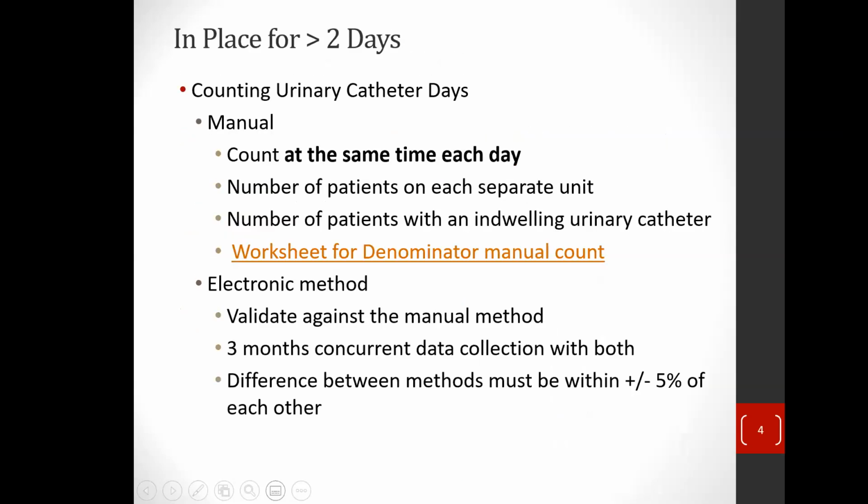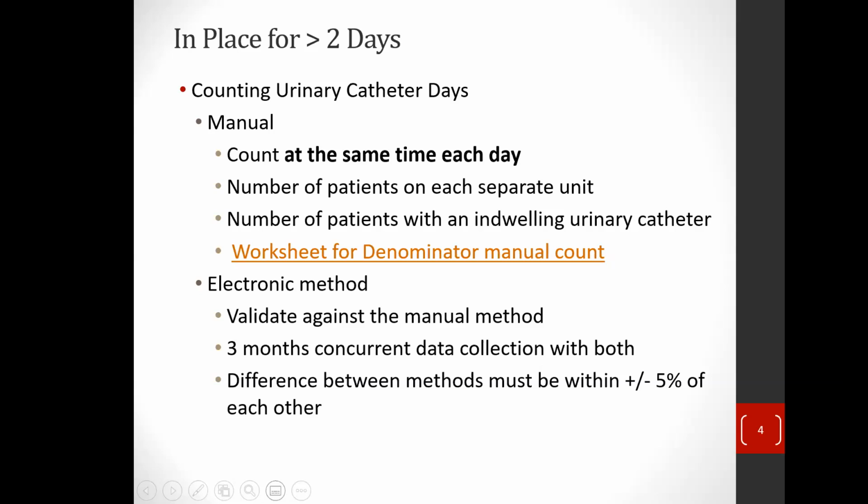Positive urine culture. So looking at that in place for greater than 2 days, let's make sure that we're counting urinary catheter days correctly. And that's part of the measurement for measuring whether something is a urinary tract infection, is you have to have a denominator to it. And so you have to count all the urinary catheter days in each of your locations every day and then add them up by the month.